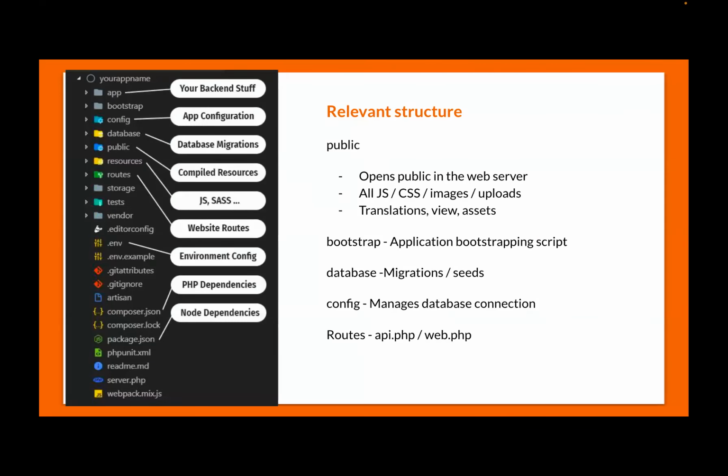And this is a little bit more about how the project is set up from the get-go. So the app folder is going to be your backend stuff and your configuration. Database is going to have your migrations and your seeders. Public is going to have your public resources and your JavaScript and your CSS files. And then routes is going to be your API routes and your web routes. And then in the root of your project, you're going to have the .env, which is your environment config, and your PHP dependencies and your node dependencies for the front end of your project.